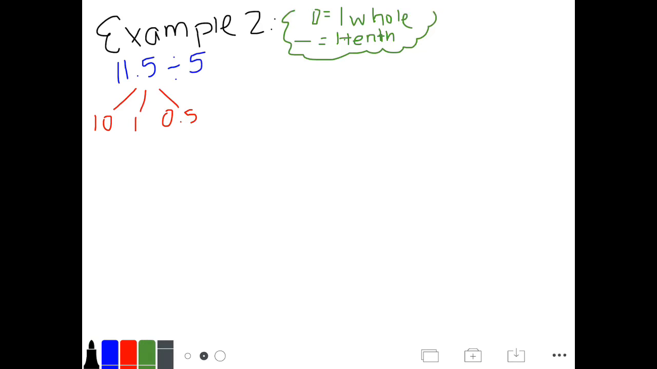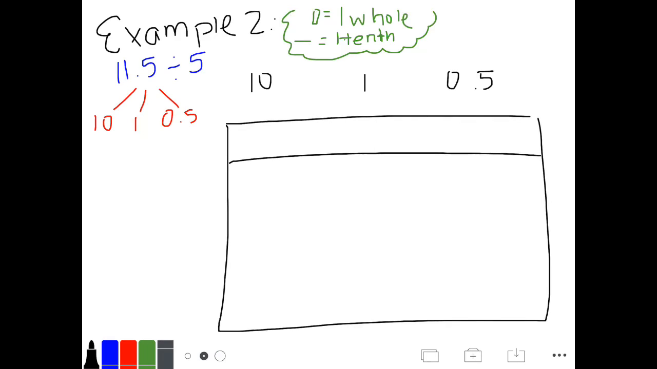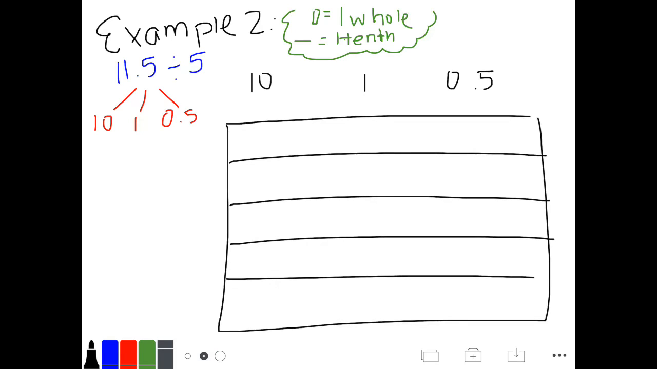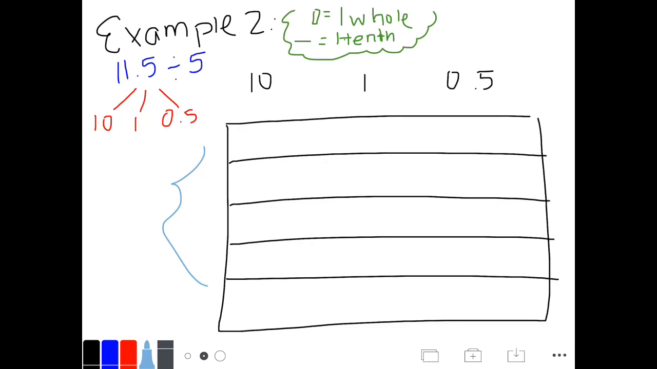Next, I'm going to draw that box again, and I'm going to need to have 5 groups there. So after drawing out my digits, 10, 1, and 5/10, I'm going to draw that box, and you're going to see that I have to draw 5 groups, so I'm going to do 4 lines to make those 5 groups. 1, 2, 3, 4 lines, and I have 5 groups. I'm going to show you those 5 groups on the side so I understand it.